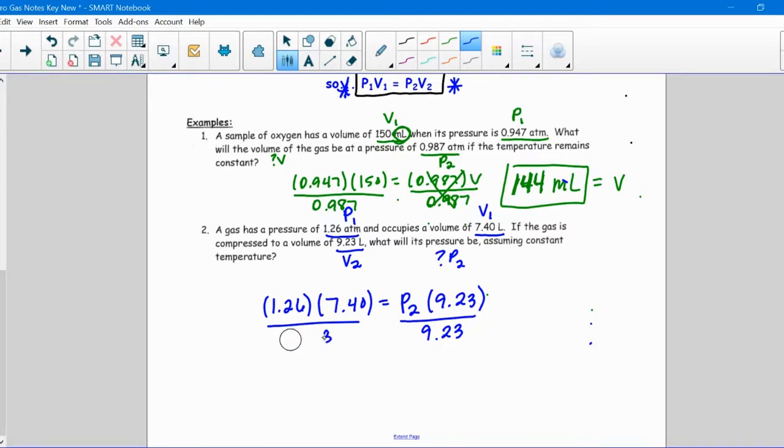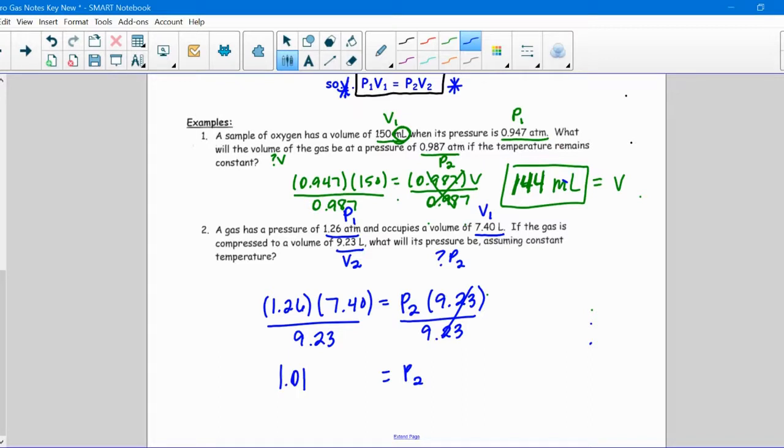It's not very clear there. Let me try again. And over here it cancels, and I'm left with just P2. And on the other side, I'm going to do 1.26 times 7.40 divided by 9.23. And I get about 1.01.